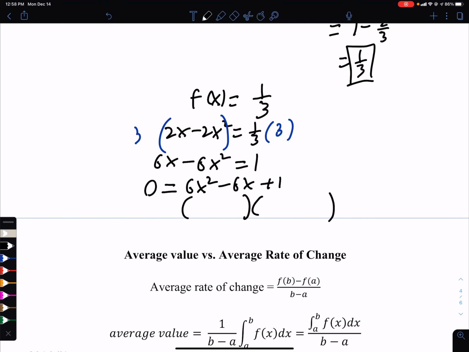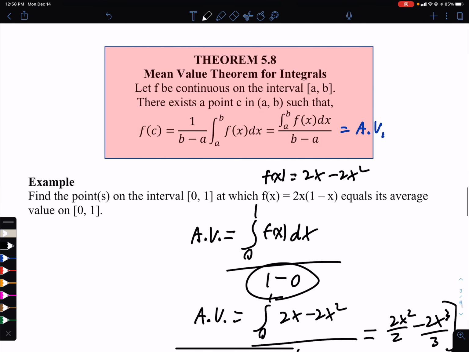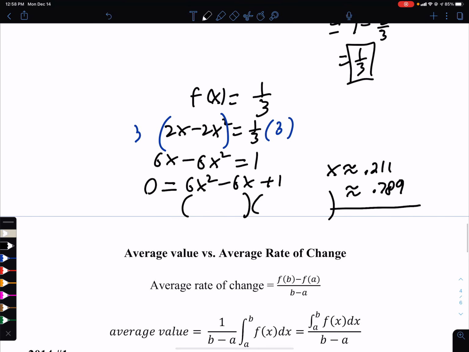So I'm going to have to use the quadratic formula, and I'm going to have to cheat and tell you what this is. So using the quadratic formula, you're going to get an x about 0.211 and 0.789. And since both of these are between 0 and 1, because that's our interval, we are good. These are the two values of x where that will be true. All right?